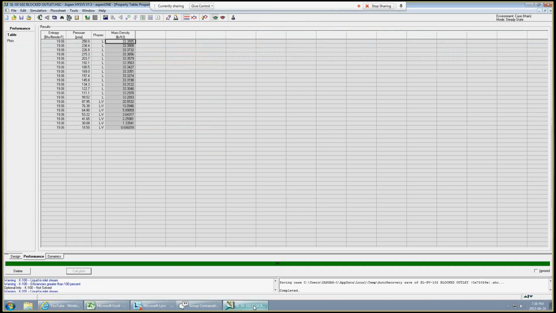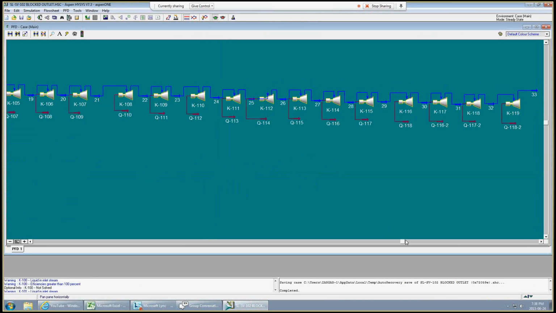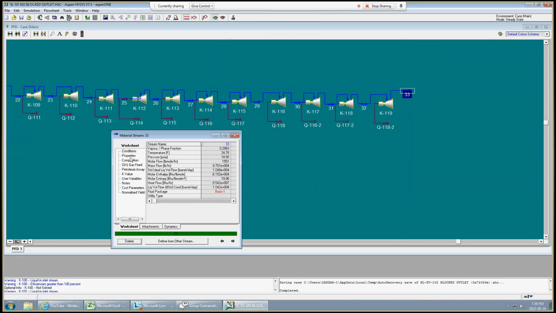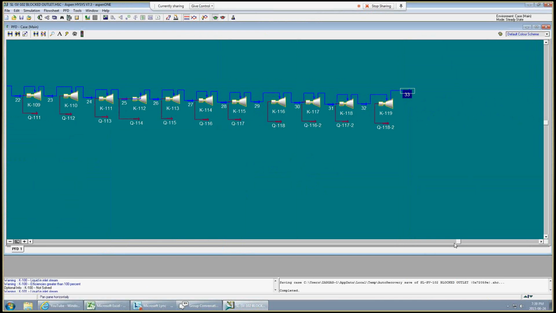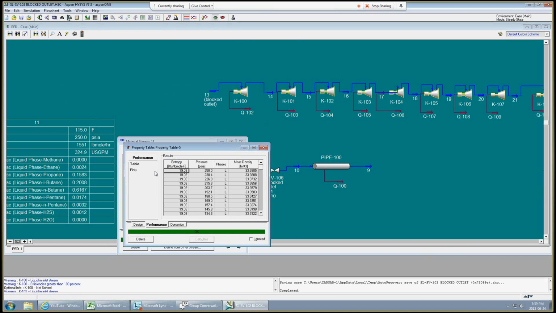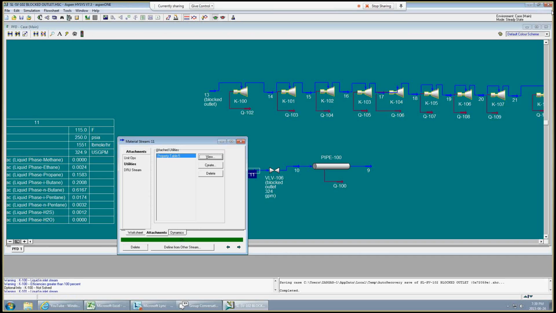I just go back to HYSYS to show you the two methods are equivalent. If I go to the last step from the expanders, stream number 33, we can check under properties the mass density is 0.6866. And now if I go back to the performance tab under utilities, the mass density at the last stage here is also 0.686. So this shows these two methods are equivalent. And that's the end of this video.